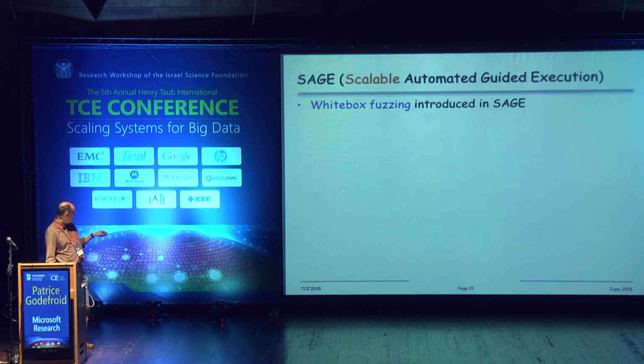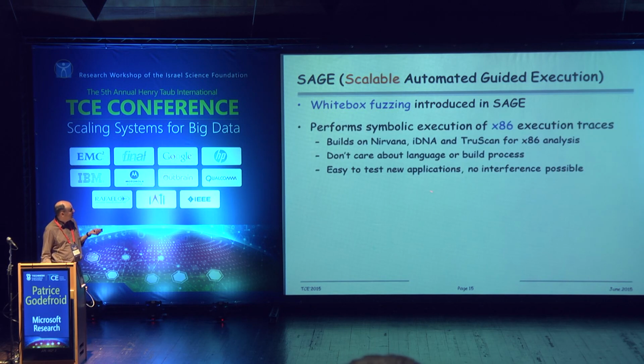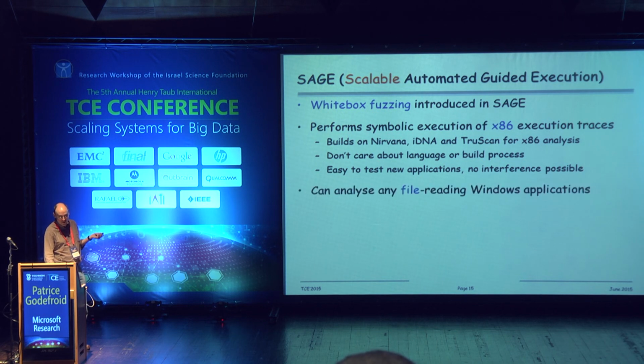So, Sage, this white box fuzzing approach, was introduced in this Sage tool. And one key feature of the tool is that it works with x86 execution traces, which is kind of scary in a way. We don't need source code to use these techniques.